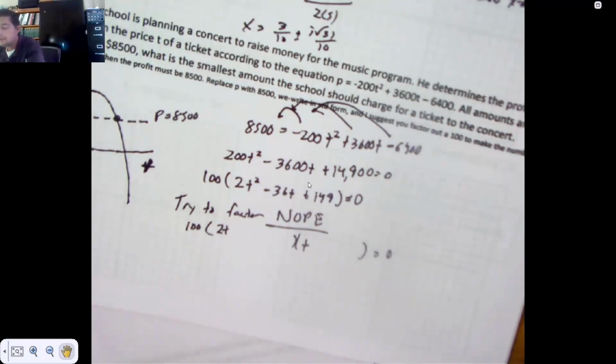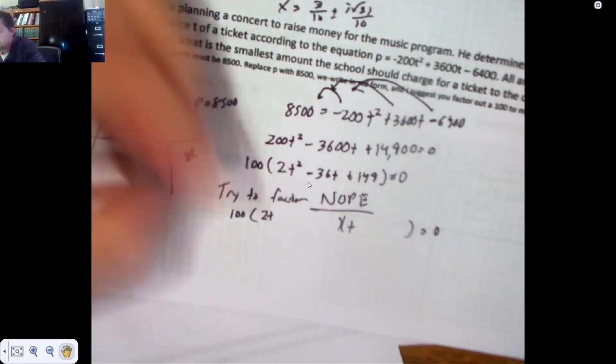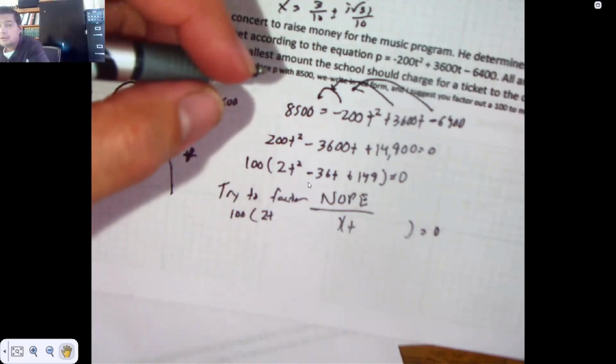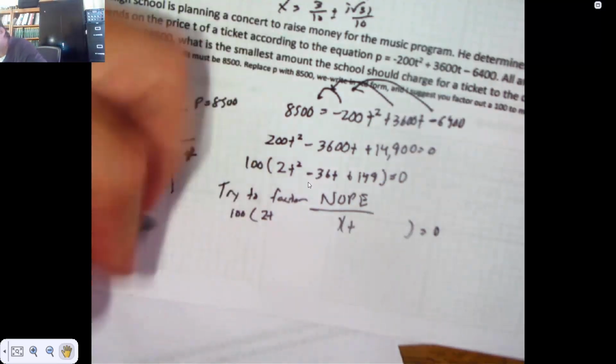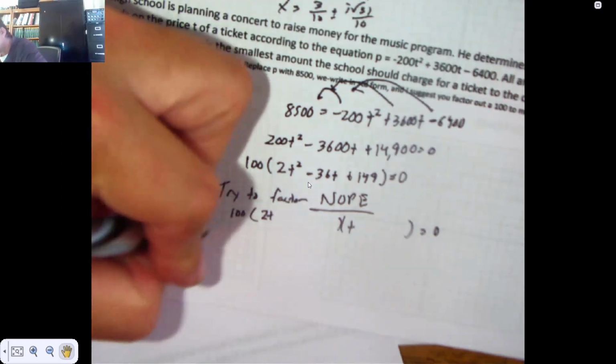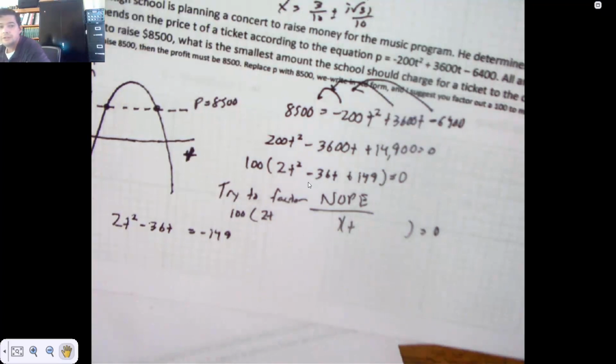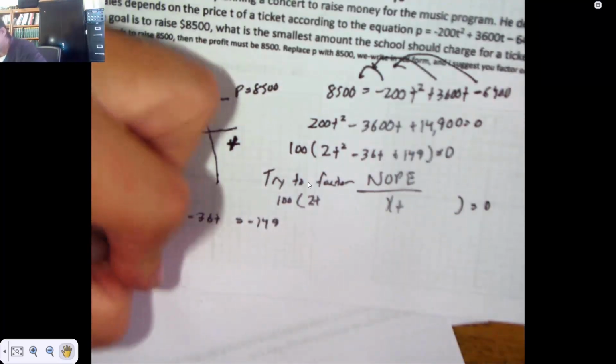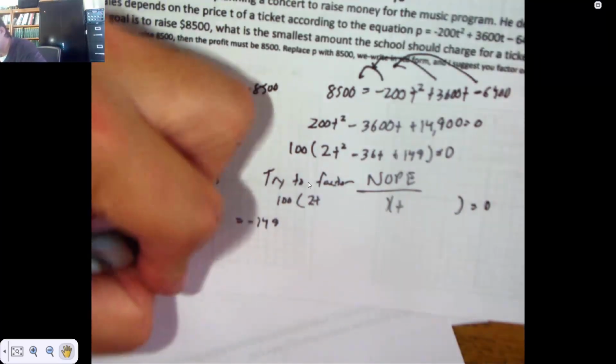So since I don't know how it factors, I'll just complete the square. Yeah, let's complete the square. So I shifted negative 149 over. I'm going to divide by 2.